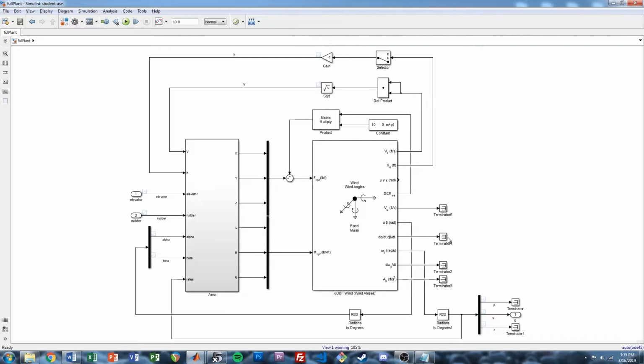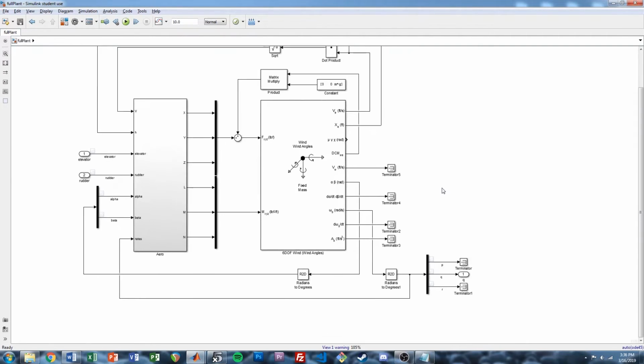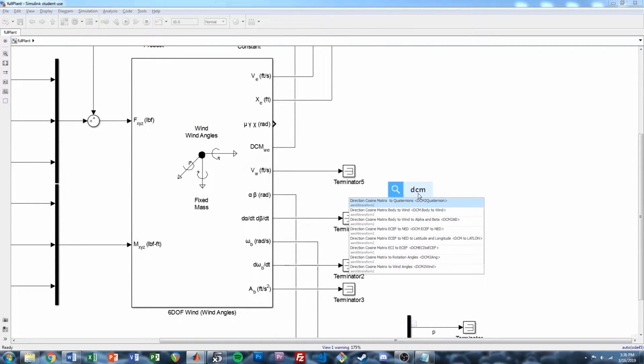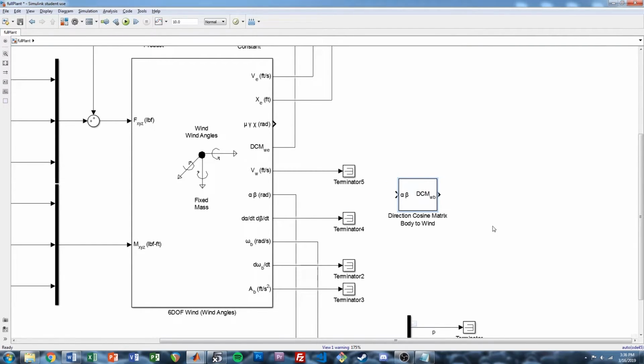Well, we know some of the information we have. We have alpha, beta, and we have the DCM to go from inertial to wind axes. So we can also build a DCM to go from wind axes to body axes based off of alpha, beta. Let's do that. If you type in DCM, body to wind, second one, direction cosine matrix, body to wind. This is going to build a body to wind DCM based off of alpha, beta.